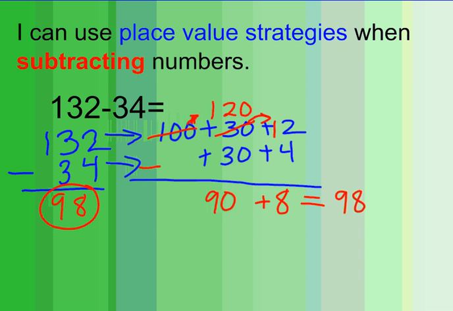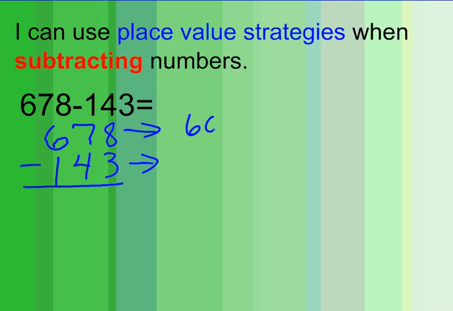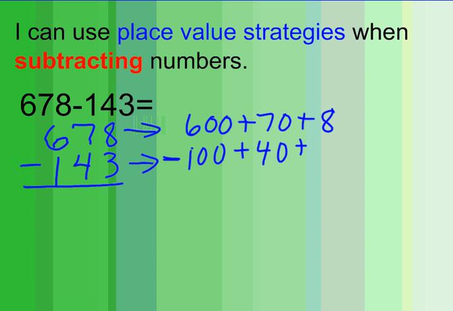Here's another example. I have another problem where I can use place value strategies to subtract numbers. First, I'm going to rewrite the problem vertically or up and down. 678 take away 143. I then can expand my numbers. I have 600 plus 70 plus 8. Take away 100 plus 40 plus 3.